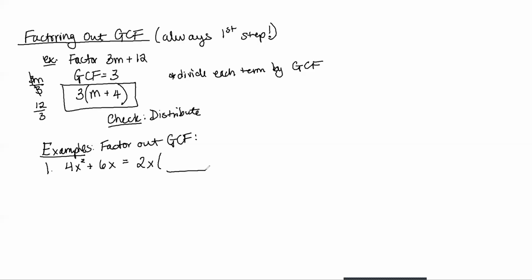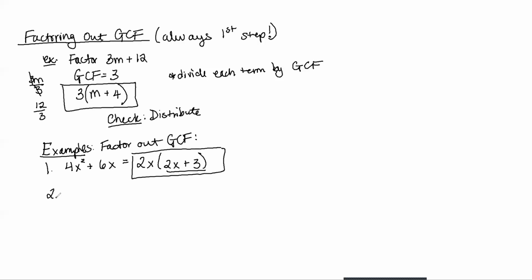Well, if we go ahead and look at both of these terms, the first one is 4x squared, so 4 divided by 2 is 2. We have an x squared. If we get rid of an x, we're left with a single x, plus 6 divided by 2 is 3. We have 1x, we're getting rid of an x, so there isn't any left. And there we have it. If we double check, 2x times 2x is 4x squared. 2x times 3 is 6x.